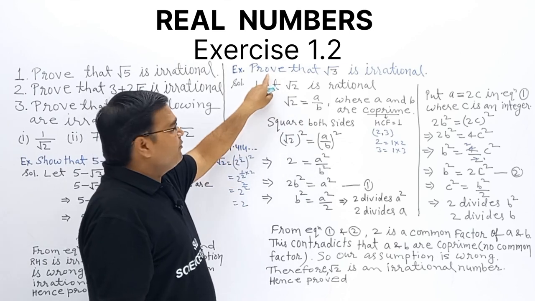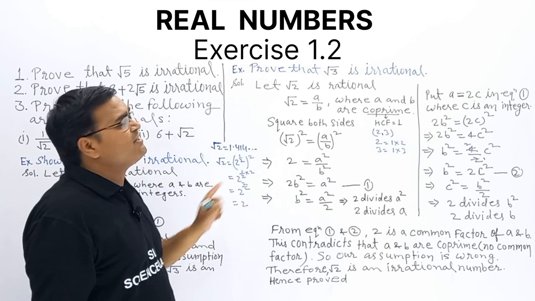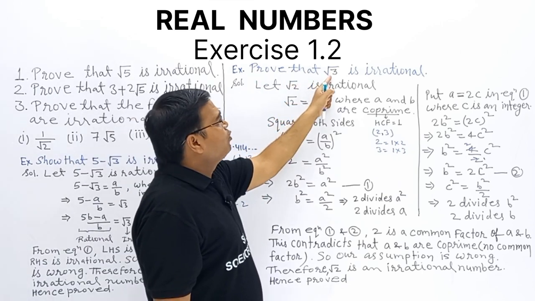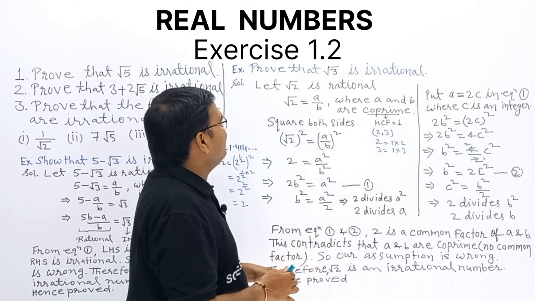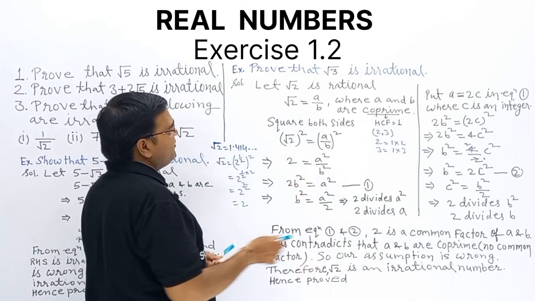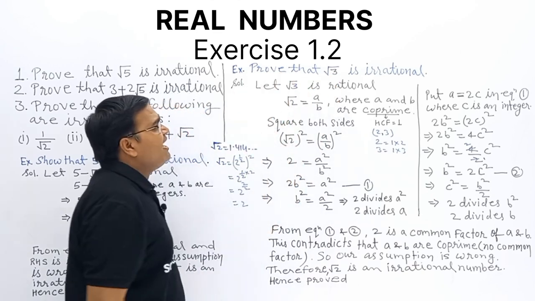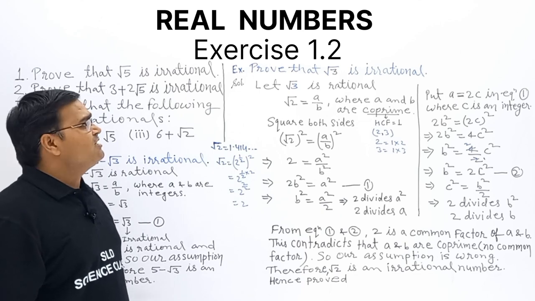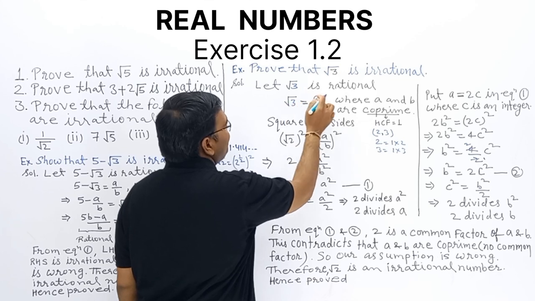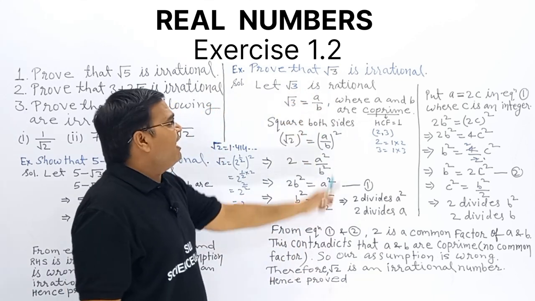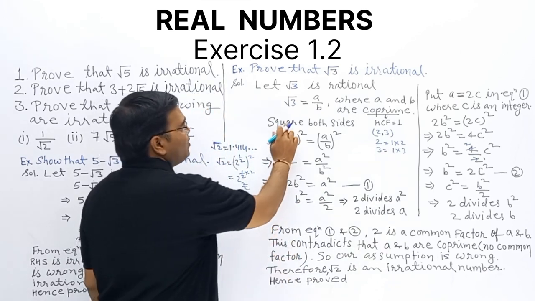Before this we discussed: prove that root of 2 is irrational. Now I am taking the next example: prove that square root of 3 is irrational. The same process we will follow in this question. First we assume this irrational number to be rational. Let square root of 3 be rational. We will put this equal to a upon b, where a and b are coprime. Clear? And square both sides.